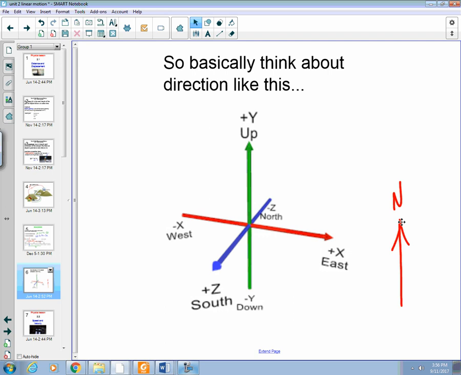Generally in physics, we keep east as a positive direction, and west, I'm sorry, is our negative direction. Normally, however, south is negative and north is positive. So just something to keep in mind as we move along. If someone is traveling east, they're in the positive direction. If they're traveling west, they're in the negative direction.